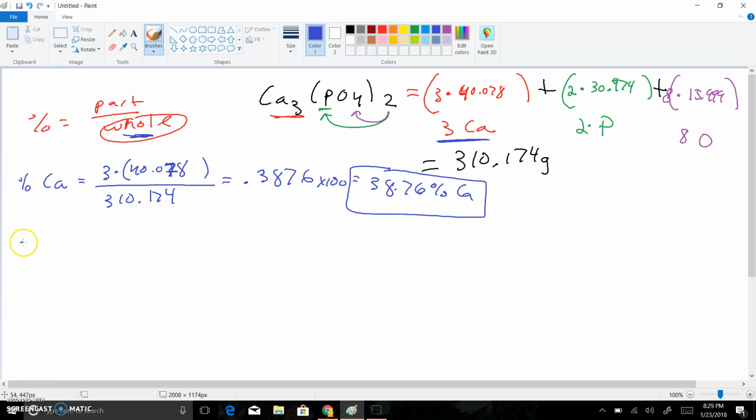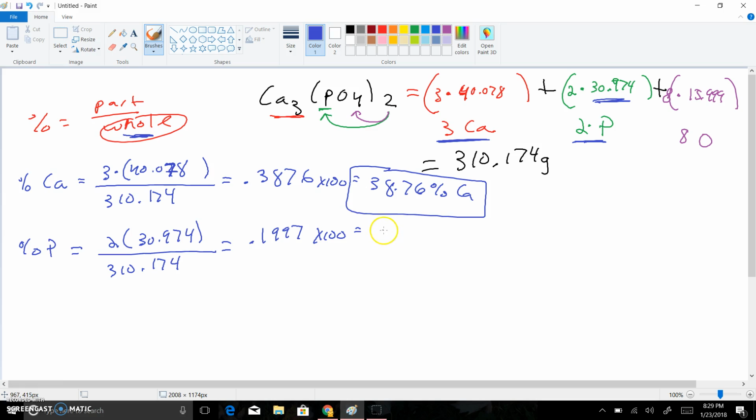Moving to the next part. I got to find the percent that's P, and yes, you got to look at each atom. So now I'm looking at percent that's P, or phosphorus. Part over the whole. I've got the whole part already, 310.174. Now I got to find the part, 2 phosphoruses, so 2 times 30.974. That's the part I already looked up in the periodic table. If I divide those two, I get 0.1997, which, after multiplying by 100 to get into percentage form, gives me 19.97% P.